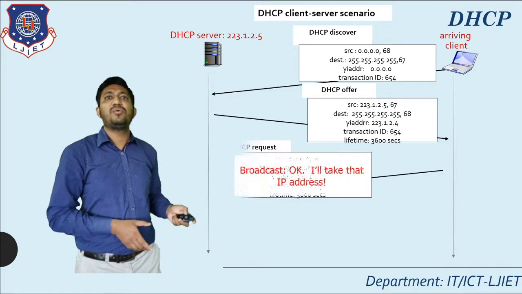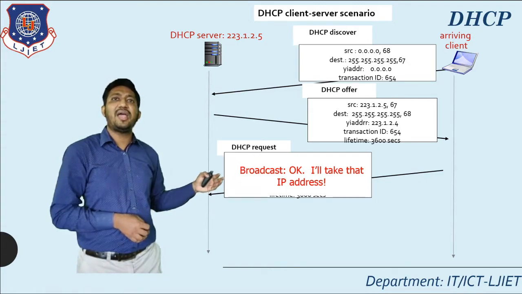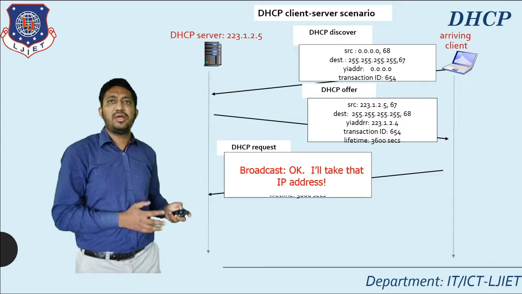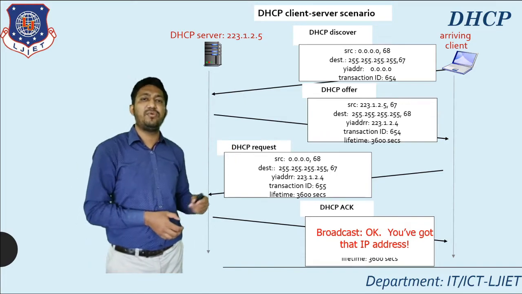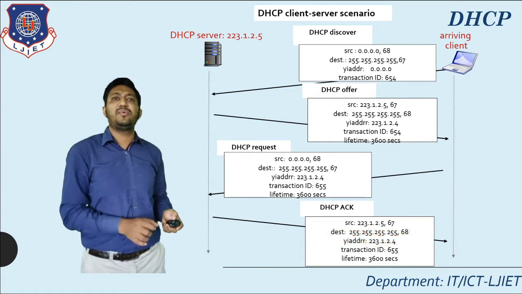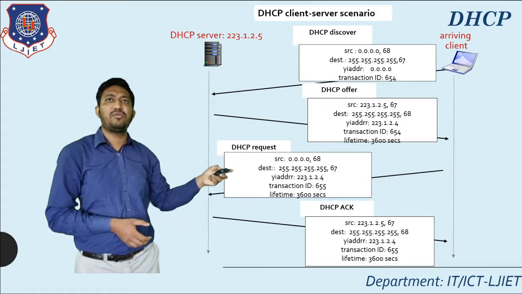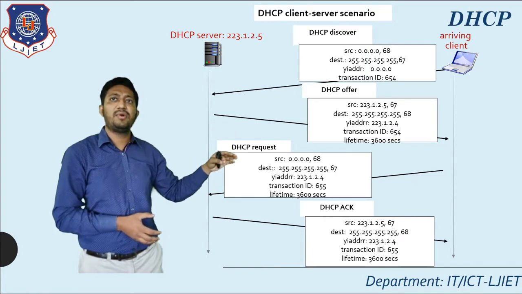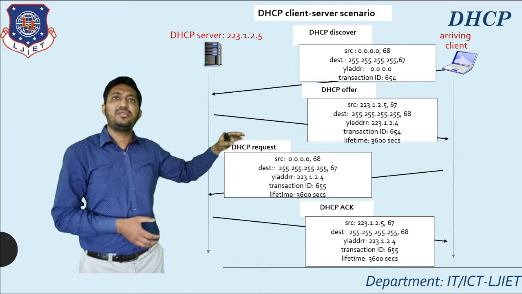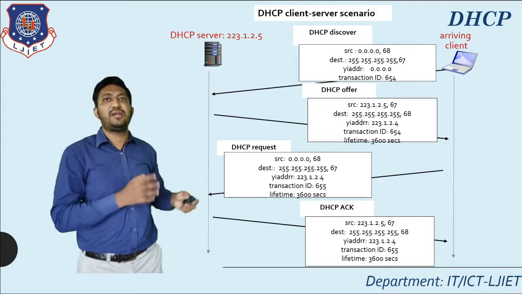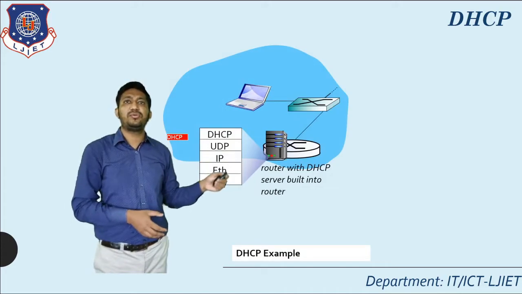Now that particular client in the third step is sending the DHCP request and telling that I want one IP from you. And in the response, the particular DHCP server says, okay, I have got an IP for you. So according to the acknowledgement, it will assign a new IP to this client. So this is the basic client server scenario for DHCP, how the client enters the particular network. Now understand this DHCP request according to this scenario.